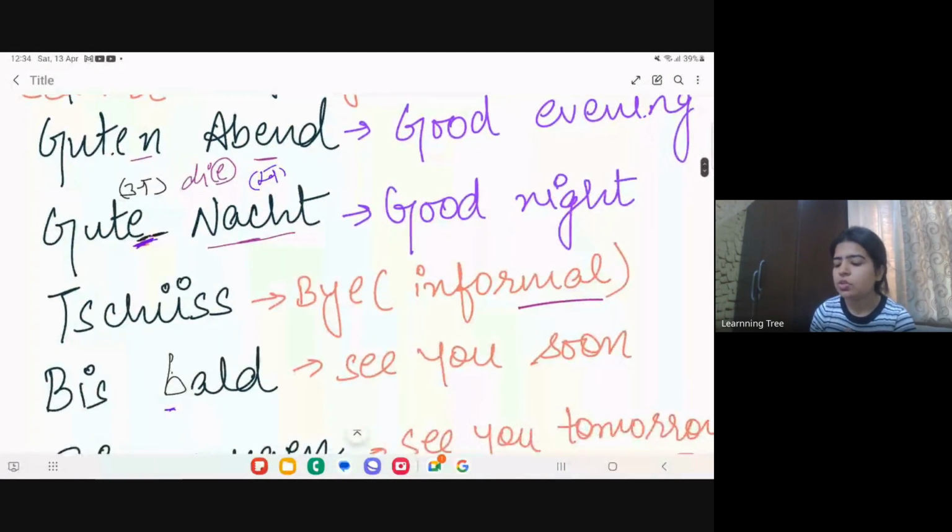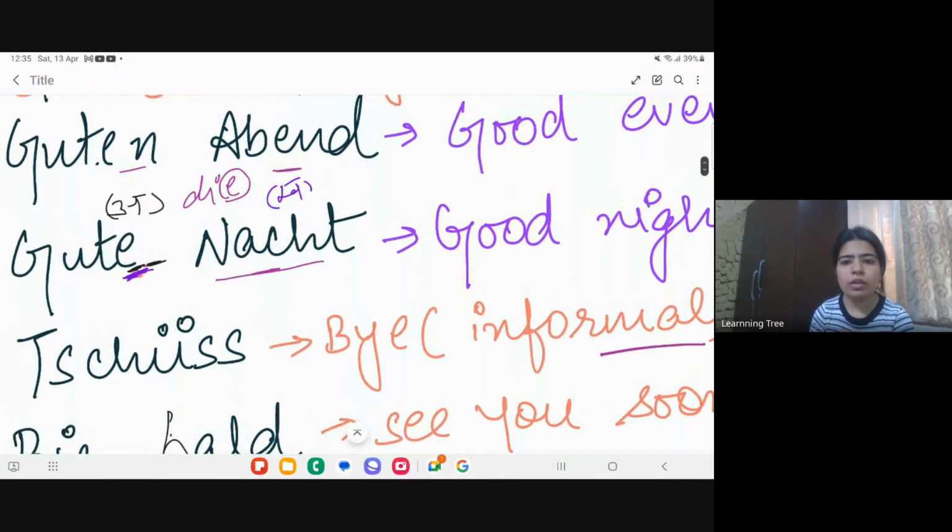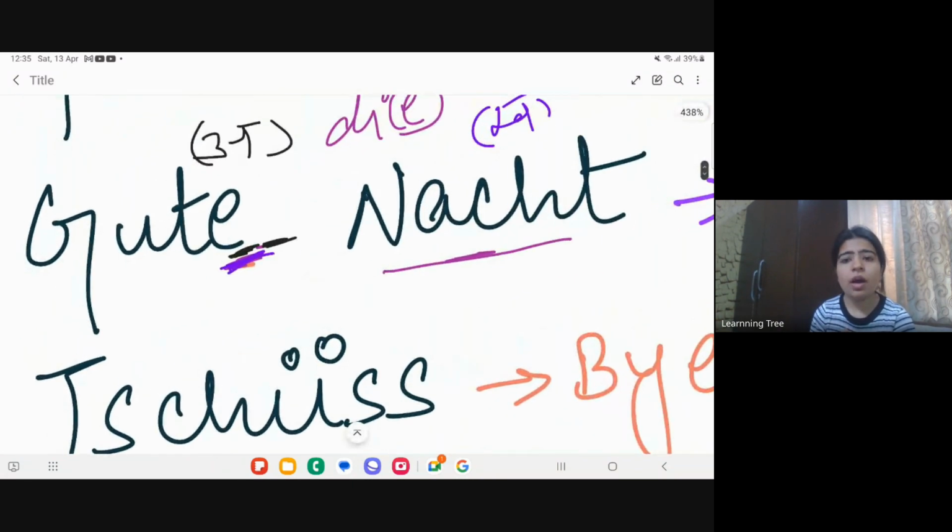Then good night is called Gute Nacht. So N is not there. It is not Guten Nacht. It is Gute Nacht. Now I have heard people saying Gute Nacht. So E is a pronunciation. Gute. So this A has to be clear. Gute Nacht.